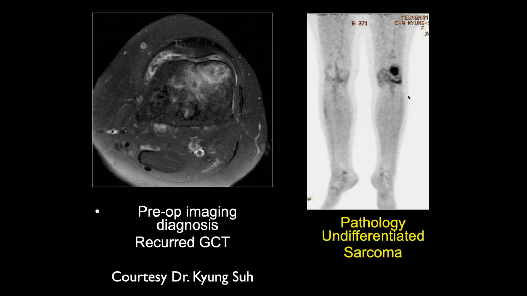Well, they thought it might be recurrence, but the pathology showed an undifferentiated sarcoma. So this is a case where the patient was treated, and a tumor came back, but it was a much more aggressive sarcoma and a different pathology than the aneurysmal bone cyst. I assume they had radiation treatment here.